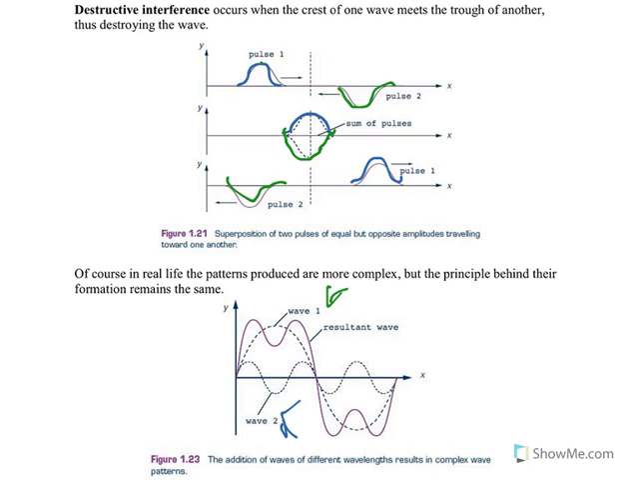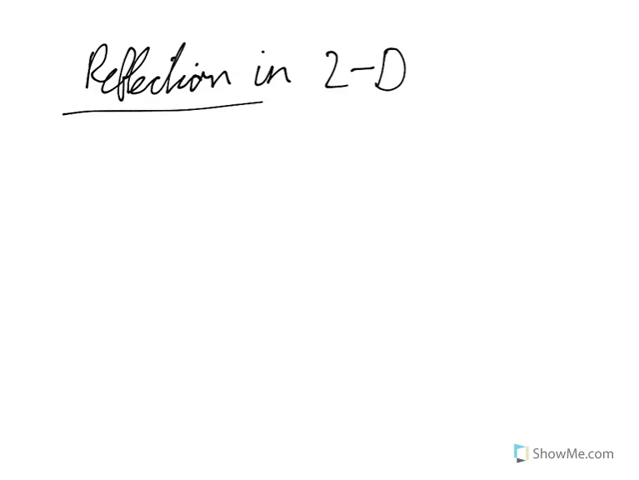Alright, so that's reflections in one dimension, so that's like on a slinky spring or something like that. Alright, we can also have reflection in two dimensions, and reflection in two dimensions would be things like water waves, things like that. And we've got some videos there too, ripple tank videos that show you these.